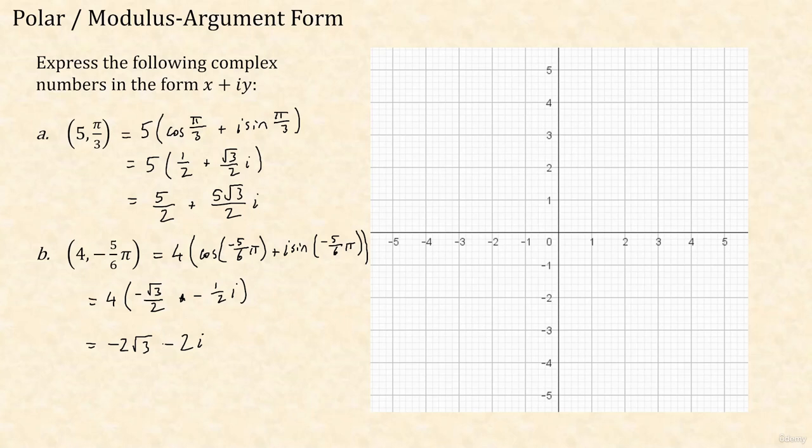So that's polar or modulus argument form. These are interchangeable terms, and we've seen how we can start with an x plus iy form and convert into modulus argument form, and we can start with modulus argument form and convert into x plus iy.